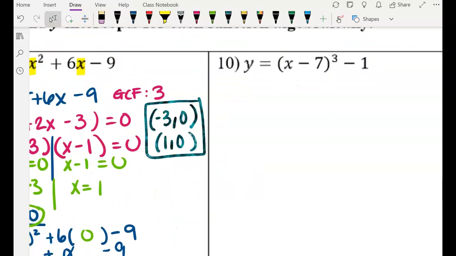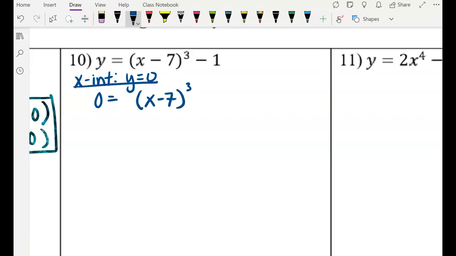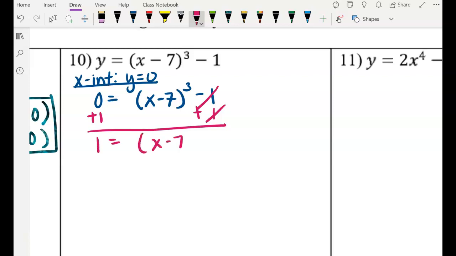Example number 10. Similarly, we will do it the same way. We will start out with the x-intercept, meaning that we will set y equal to 0 and solve for it normally. 0 equals x minus 7 to the third power minus 1. Step number 1, add 1 to both sides. Yes, this is totally okay to do. So 1 equals quantity x minus 7 to the third power. To undo a square power, we take a square root. To undo a third power, we take a cube root, okay?